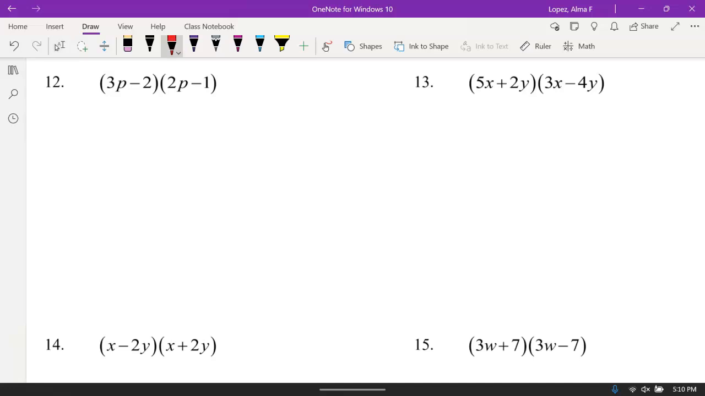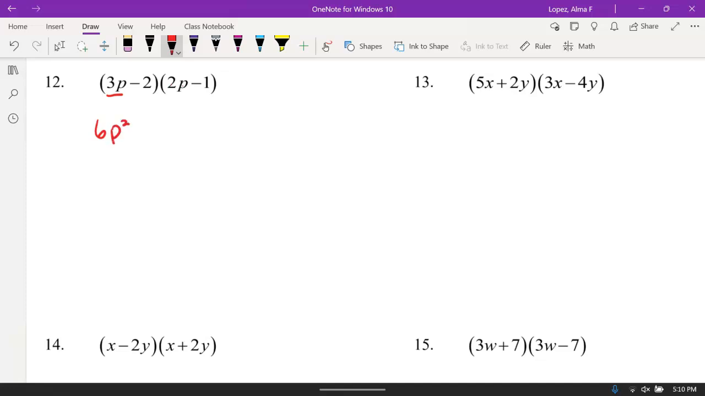We're going to start by distributing whatever is the first piece in the first parentheses onto each term in the second parentheses. So 3p will be multiplied onto 2p. 3p times 2p is 3 times 2 is 6, and p times p is p squared. So 6 and p squared.